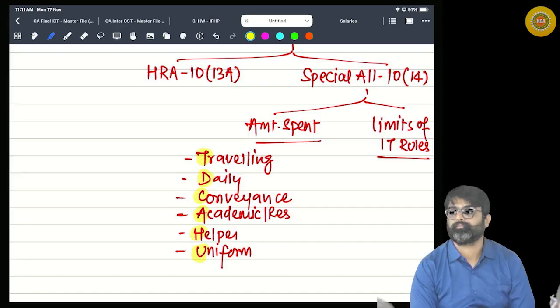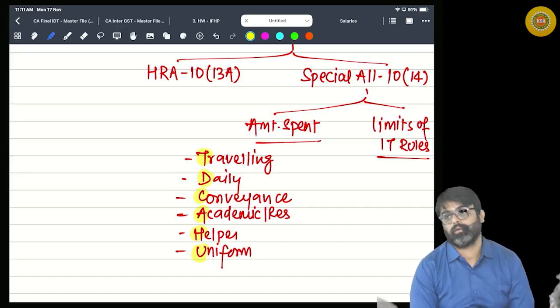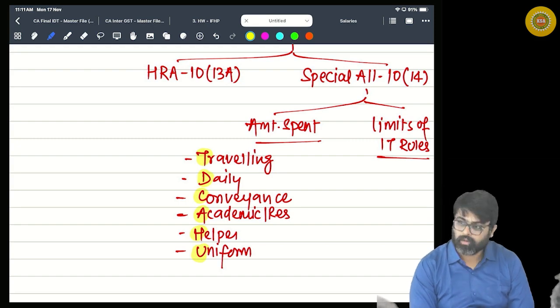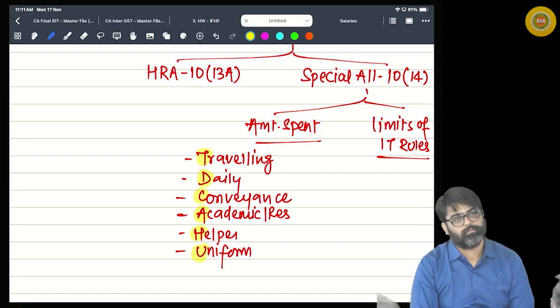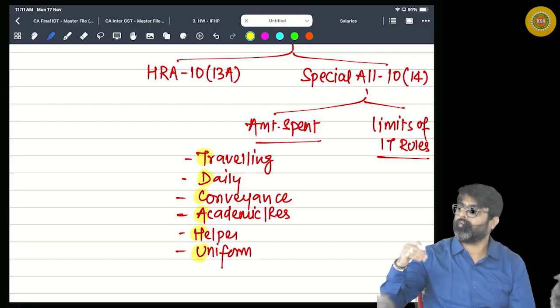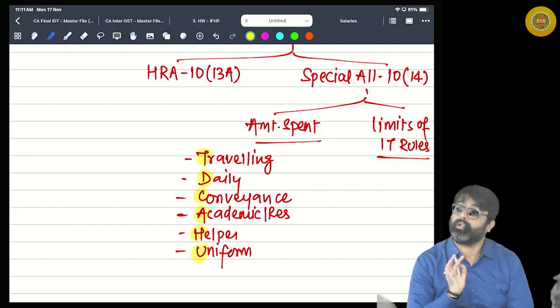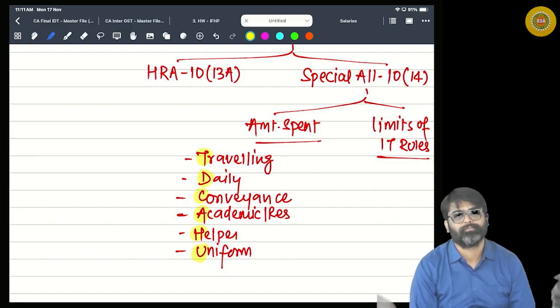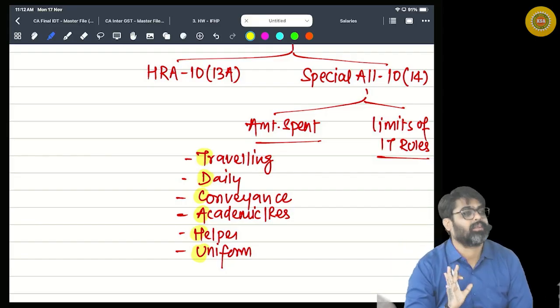T for, D for, C for, A for, H for, R for, U for uniform allowance. If you remember the first letter, after a few days, T for traveling allowance you will not remember. You will remember T for telephone allowance. Getting my point? So don't make any key with the first letter.